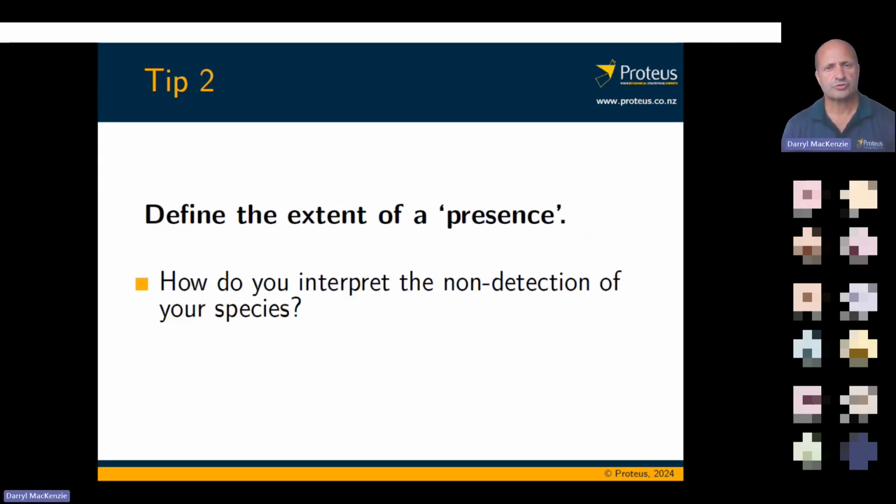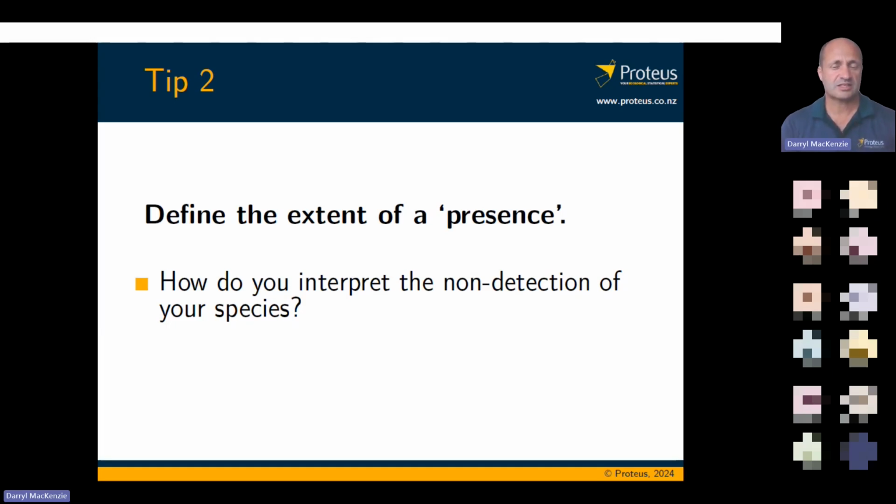Sometimes it's also useful to flip it around the other way, at least I've found it is. So instead of thinking about how you interpret the presence or detection of the species, think about what happens if you don't detect the species in the survey. Do we really genuinely believe that means the species is absent, especially if we're trying to compare that to how we're considering a presence? Or are we willing to think that perhaps we were just unlucky?